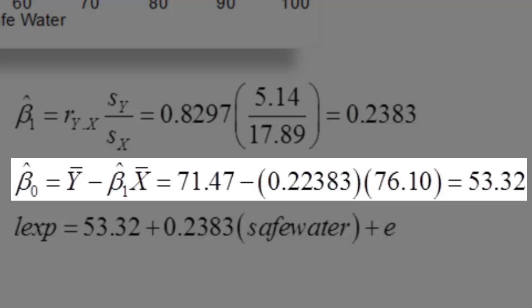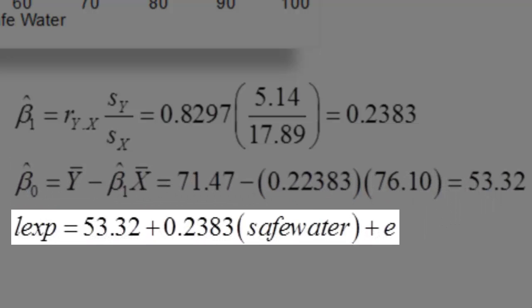Taking now our beta hat sub 0 and beta hat sub 1 and putting it into a model, I get the model at the bottom. Life expectancy is equal to 53.32 years plus 0.2383 times the percentage of a country which has access to potable or safe water, plus an error term. And I've included the error term because this is a statistical function, not a mathematical function.